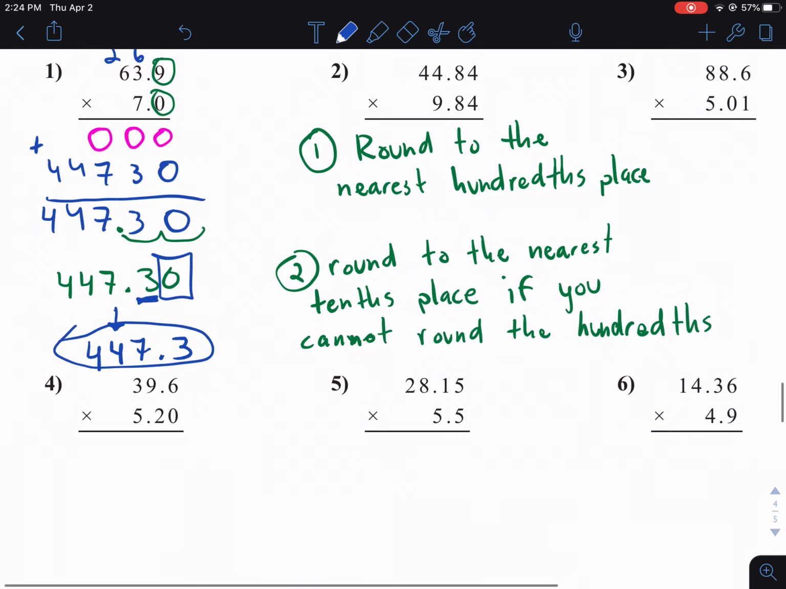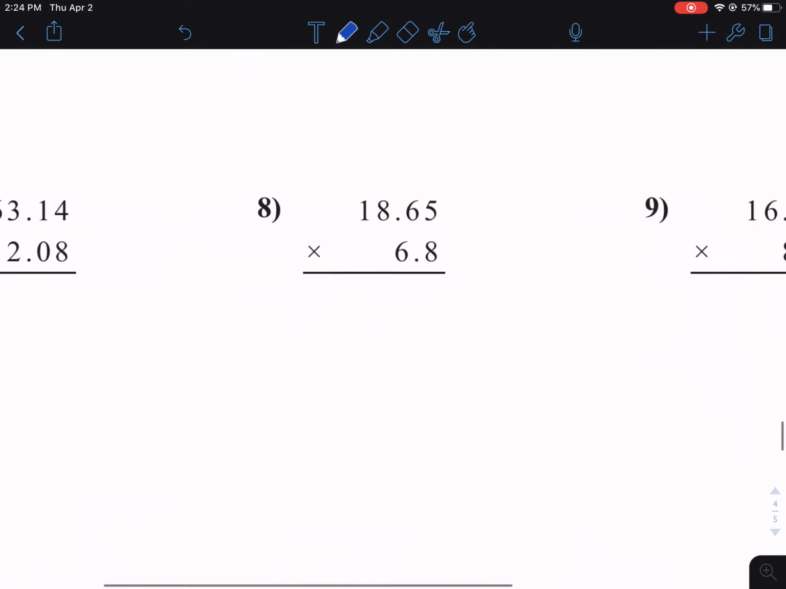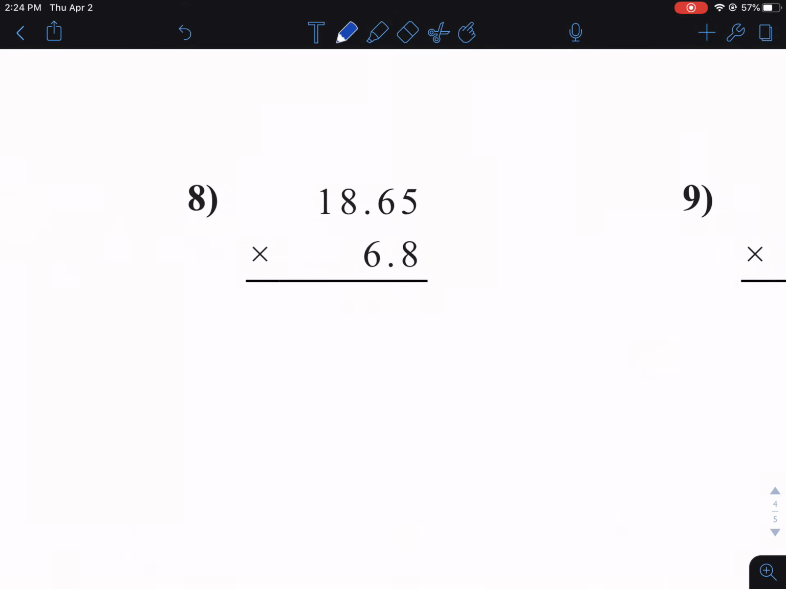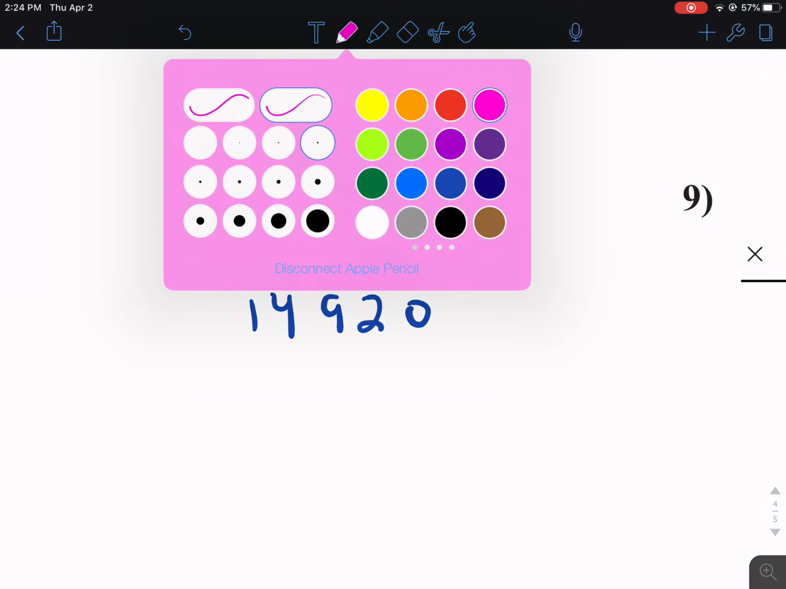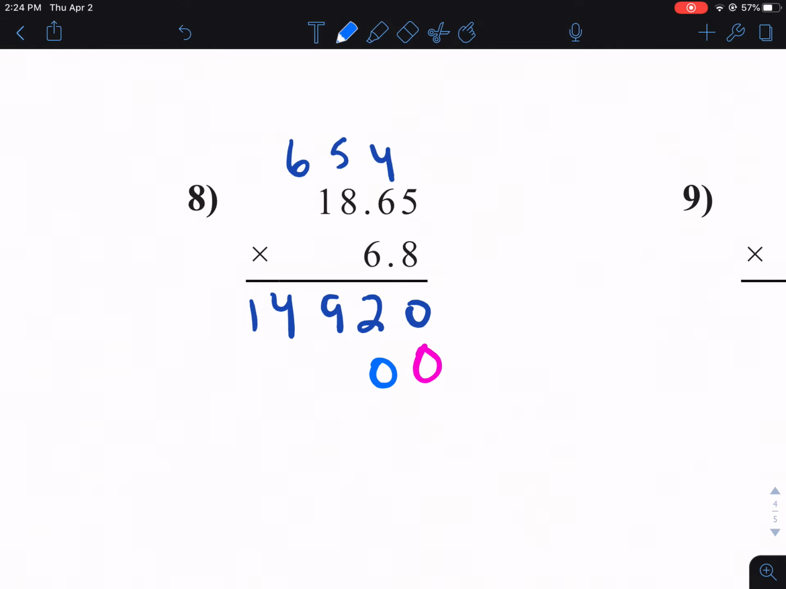Let's do another example. So in your homework, I want you to do the hundredths place first. If you cannot round the hundredths, do the tenths place. Let's do number 8. 5 times 8 is 40. 6 times 8 is 48, plus 4 is 52. 8 times 8 is 64, plus 5 is 69. 1 times 8 is 8, plus 6 is 14. I add a 0.